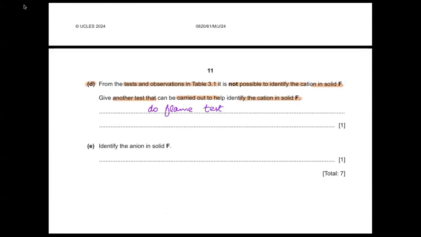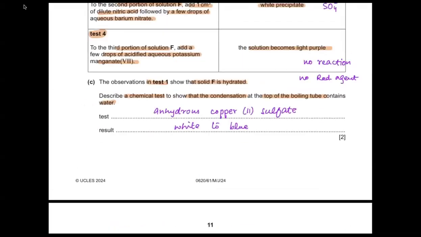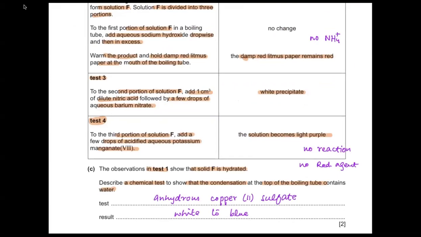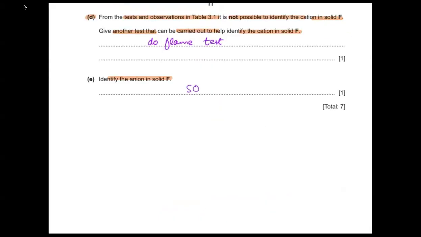Okay. Now identify the anion in solid F. So we have identified over here the anion is sulfate ion, right? Yes, sir. So I hope till here it's clear to all of you.